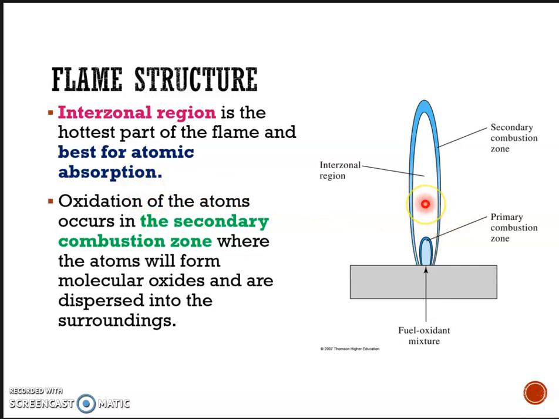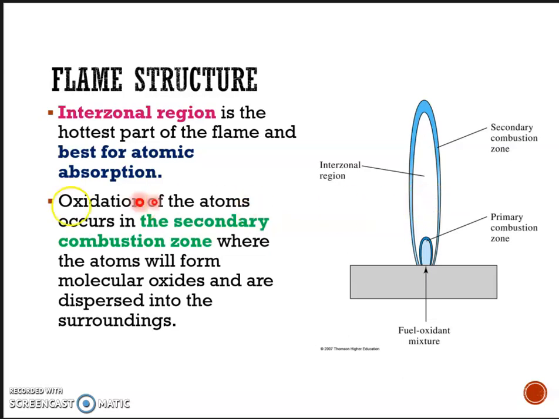So, radiation kita mesti tengah-tengah ni, macam saya punya cursor ni ya. Mesti dekat tengah-tengah. So that we will get the accurate measurement. Yeah, in the interzonal region. Interzonal region is the hottest part. So normally atomization will be optimized in this region. Okay. And the radiation source must align in this region.